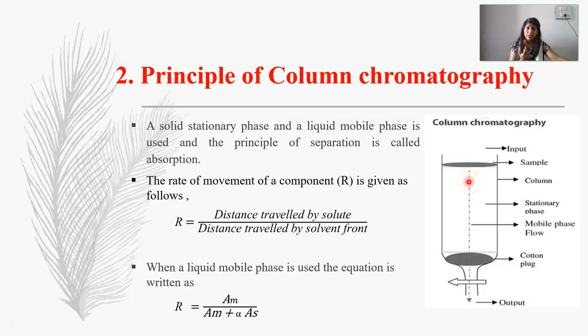the affinity of that particular individual component on the stationary phase. The rate of movement of component R is given by a formula: R equals distance traveled by solute divided by distance traveled by solvent. Whenever this rate of movement is calculated for the liquid mobile phase, it is given by the equation R equals Am upon Am plus alpha As. Am stands for average cross section of mobile phase, plus alpha As, where As stands for average cross section of stationary phase, whereas alpha stands for partition coefficient.